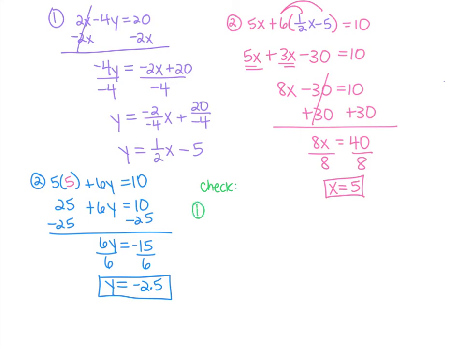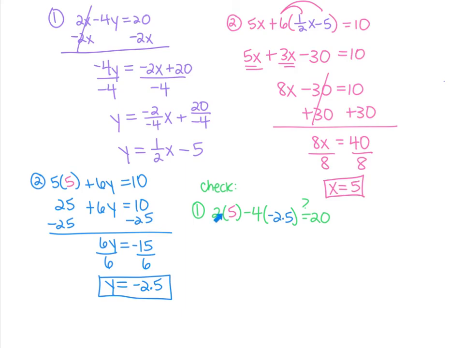So equation number 1 was 2x minus 4y equals 20. So we're going to write 2, and then instead of x, we're going to substitute 5. Minus 4, instead of y, we substitute negative 2.5. Equals 20. Is it really equal to 20? We're checking to make sure.